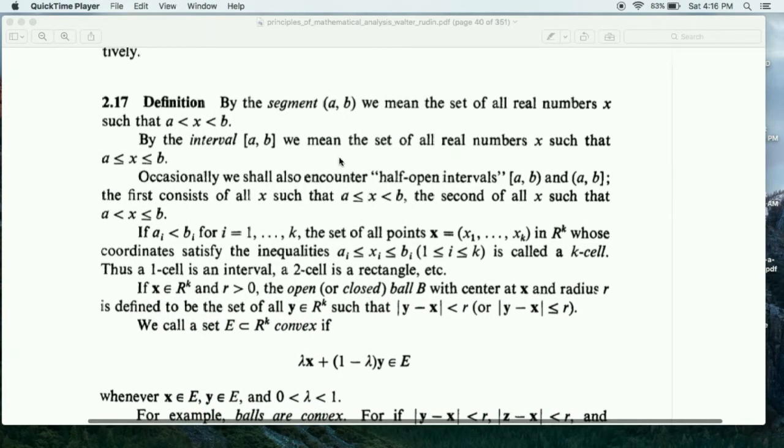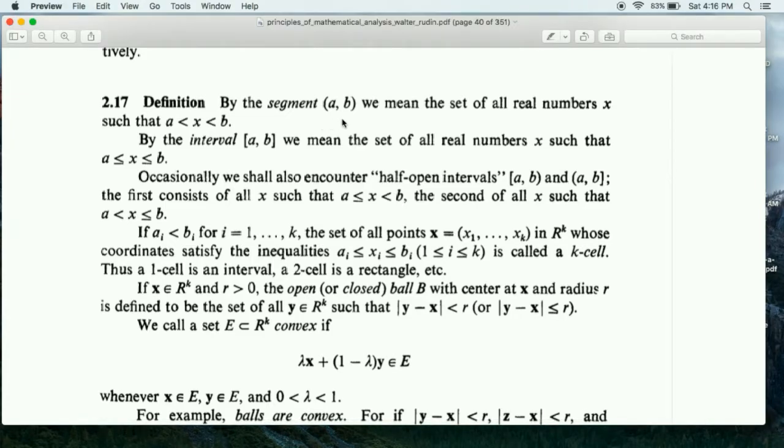Now, this is just a rigorous way of denoting what these open intervals, closed intervals, semi closed intervals are.